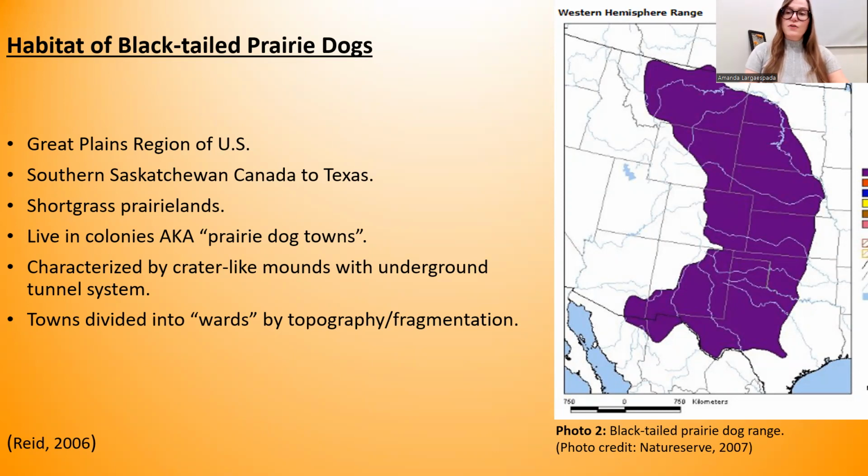And if you were to walk through a prairie dog town, you would notice the characteristic crater-like mounds that lead to an underground tunneling system. Prairie dog towns are what they're called, and it's basically a colony of prairie dogs. And the towns can be further divided because of fragmentation due to urbanization, for example, or topography. And if they are further divided, they are called wards.